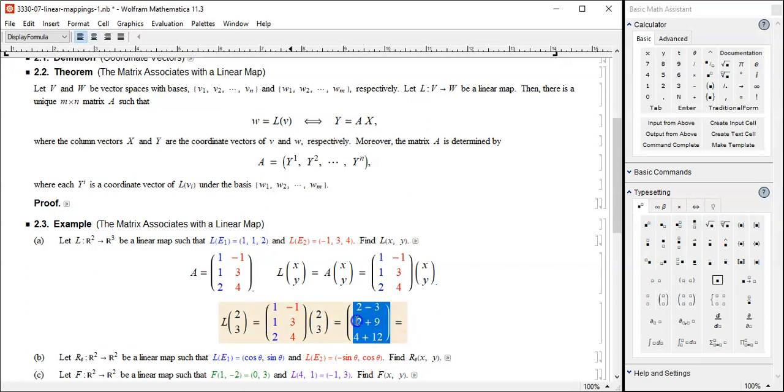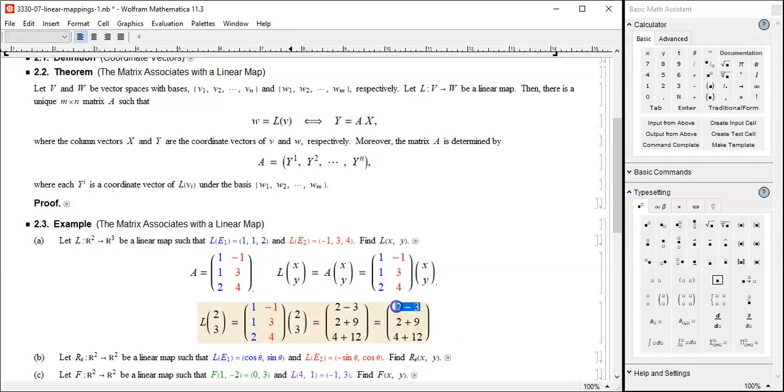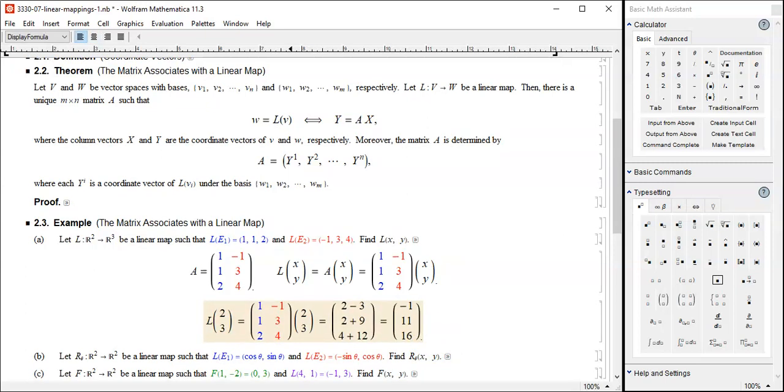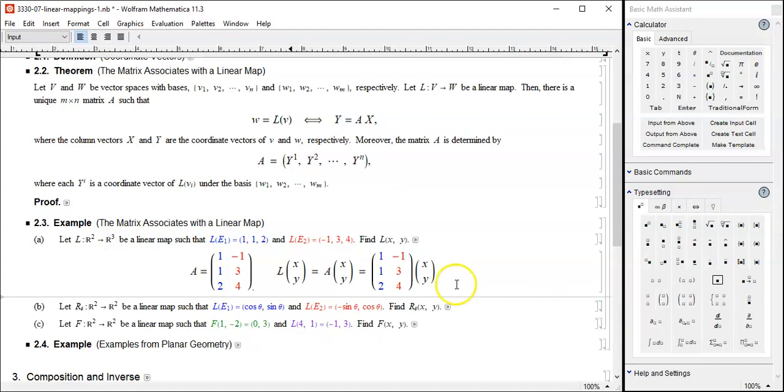So what do we get? We get negative 1, 11, 16. For example, we can find any image like this. If I want L of negative 1, 6, do your matrix computation, you're going to get a different answer, and so on and so forth. So those are just trivial matrix computations, tedious but elementary. That's not really the key issue there.